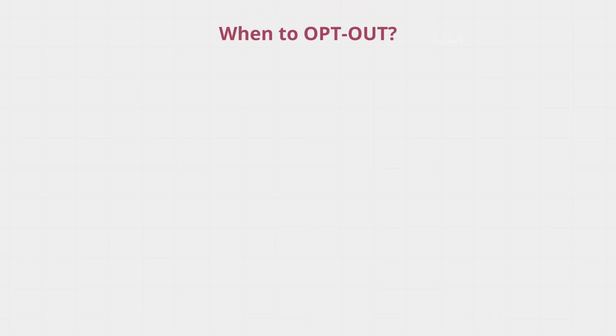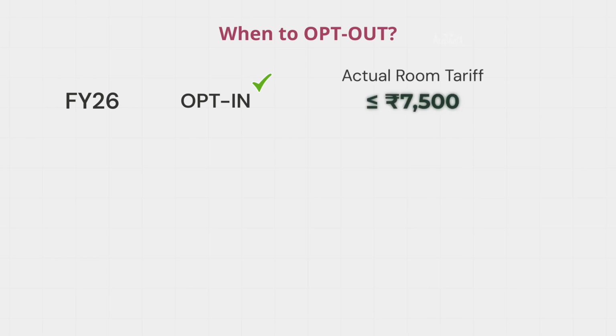Now let's talk about opt-out. You opt in when you choose to be specified premises. On the same lines, you opt out when you don't want to be specified premises. So when can you opt out? Let's understand this with a simple scenario. Let's say for FY26 you opted in. During the same year, that is FY26, let's say actual room tariff never exceeded the threshold of 7.5k. So for the next year, that is FY27, you have an option to opt out. Bearing this threshold in mind, you can keep doing this for every financial year.